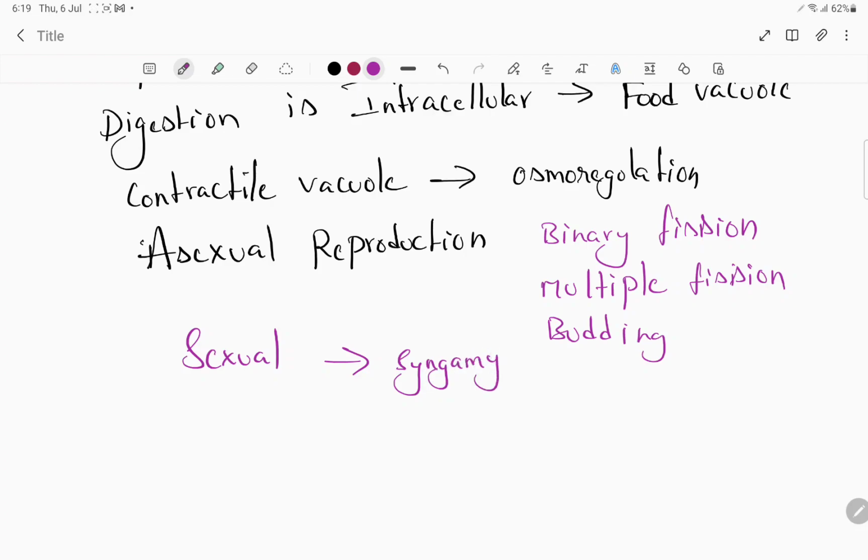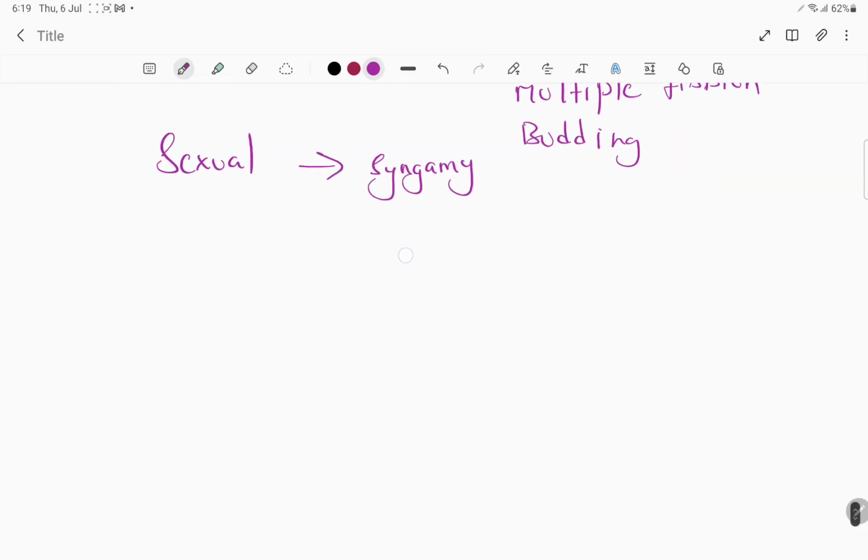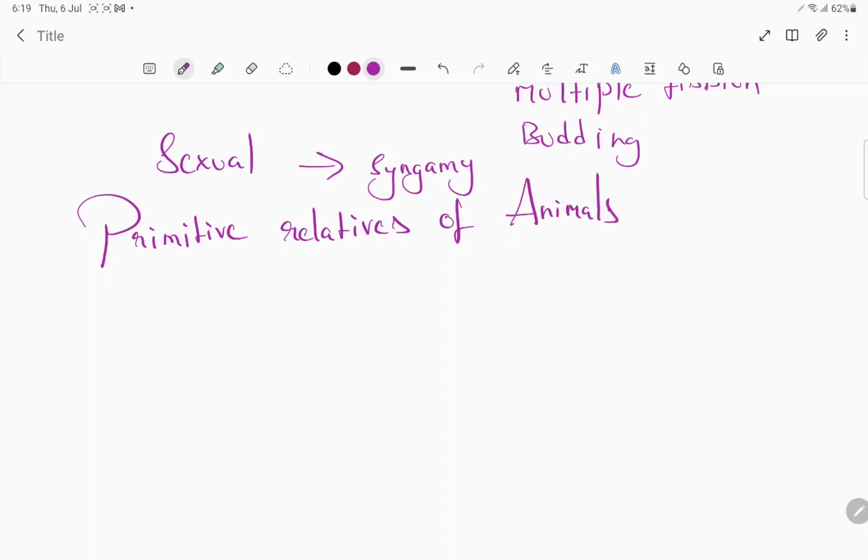All protozoans are heterotrophic. They live as predators or parasites. Usually the protozoans are the primitive relatives of animals. They are kept under the kingdom Protista along with other unicellular eukaryotes. On the basis of locomotory organelle, the protozoans are divided into 4 classes.